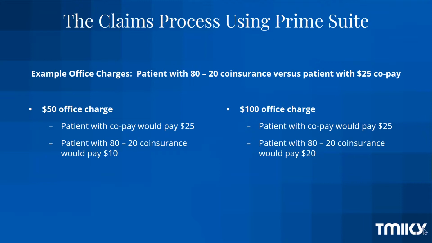A $250 office charge would cost a patient with a copay $25, but this time the patient with the 80-20 coinsurance will pay $50. And if we look at a $400 office charge, the person with a copay will still pay $25, and an 80-20 coinsurance patient would pay $80.